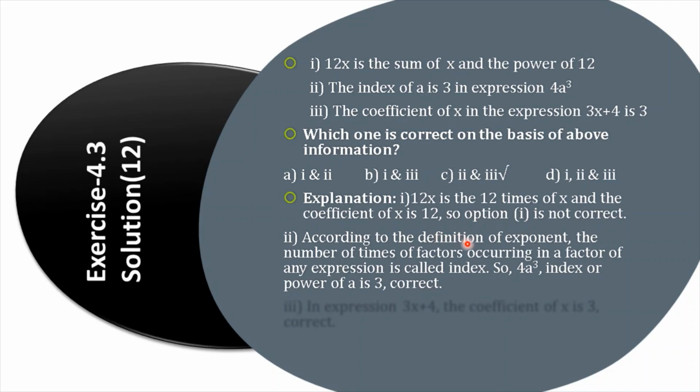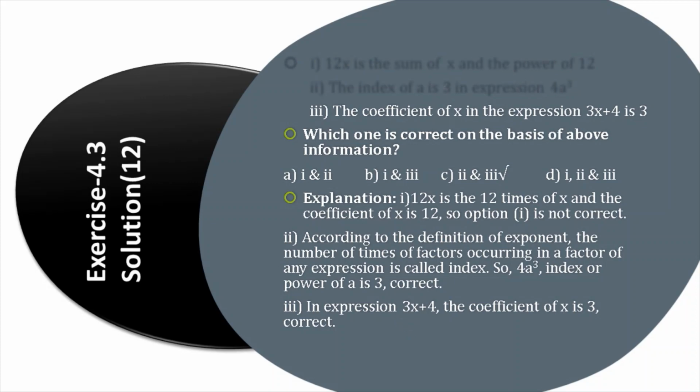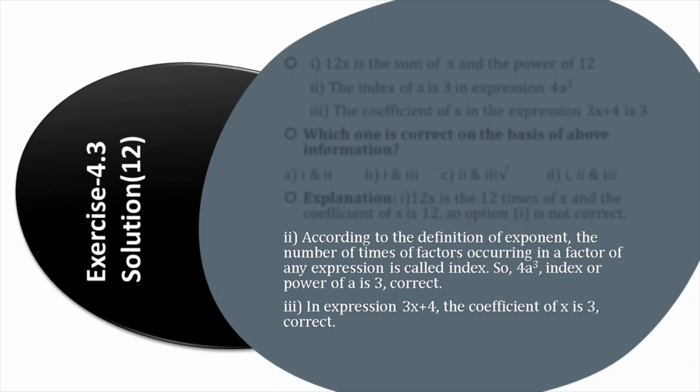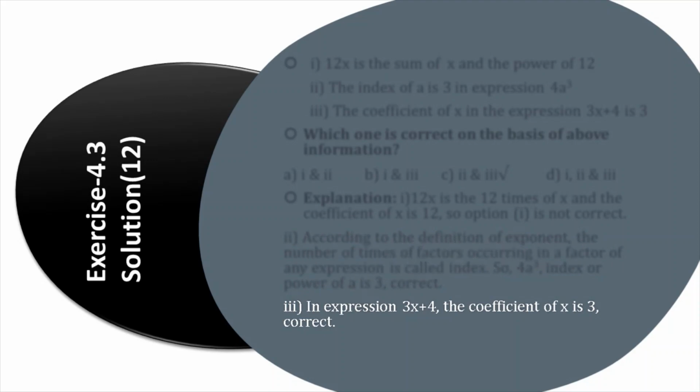Let us see number 2. According to the definition of exponent, the number of times of factors occurring in a factor of any expression is called index. As you know the definition of index. So in 4a cube, the index or power of a is 3. That is correct, my dear. Number 3, in expression 3x plus 4, the coefficient of x is 3. That is also correct, because 3 is multiplied with the variable x. So my dear students, this is question number 12, and as you can see the answer will be 2 and 3, because the coefficient of x is 12, there is no power of x as 12.